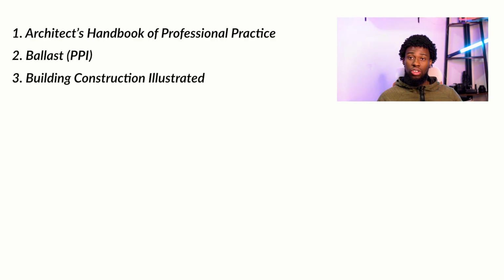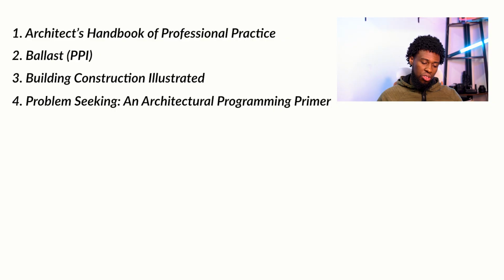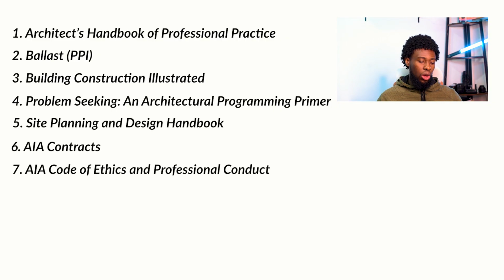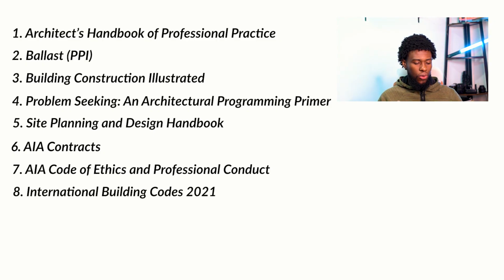I want to talk a little bit about some of the resources that I've used, and then start to get into what resources are available and other tools that can help supplement your study. So just in terms of resources, like reading materials specifically, I use the Architectural Handbook of Professional Practice, I use Ballast, I use Building Construction Illustrated, Problem Seeking, Site Planning and Design, that handbook, and I use the AIA Contracts, AIA Code of Ethics, International Building Codes. I just went online. I had to sign up for that, and I refer to the ADA documents as well.